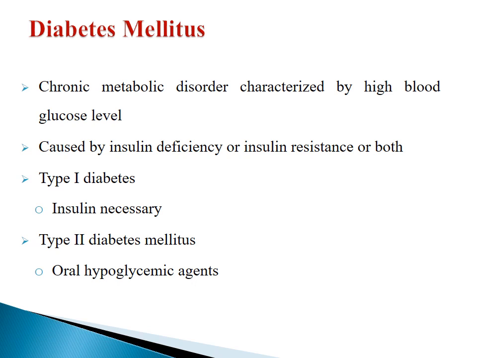Type 2 diabetes mellitus is characterized by insulin resistance, that is, pancreatic beta cells secrete insulin. So insulin is there in the blood circulation. It may be low, it may be normal, but that insulin is not able to act on the target tissues and therefore blood glucose level increases. So for type 2 diabetes mellitus, oral hypoglycemic agents can be used including sulfonylureas, meglitinide, thiazolidinediones, etc.